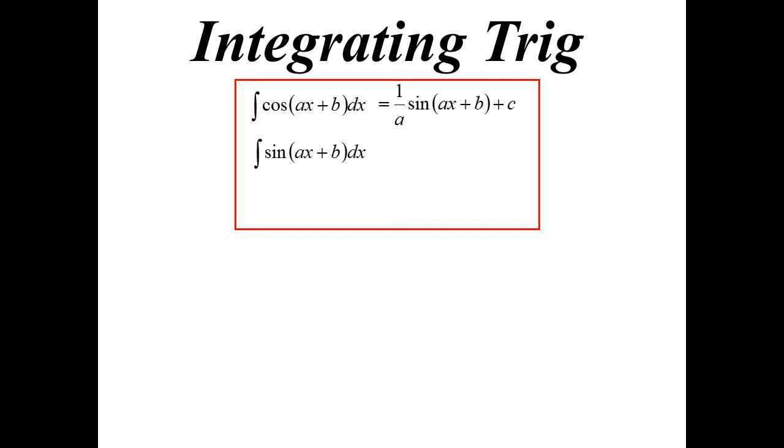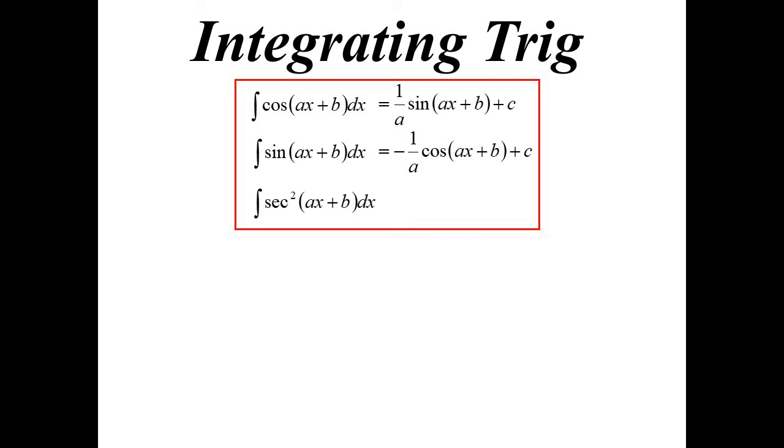Alright, sine, this is where we've got to be careful. When I differentiate cos, I get minus sine. So when I integrate sine, I get minus cos. This is where we've got to be real careful, because when we differentiate cos, we get minus sine, but when we integrate sine, we get minus cos. It's very easy to get those the wrong way around. So make sure, and if you're unsure, of course, have a look at the reference sheet.